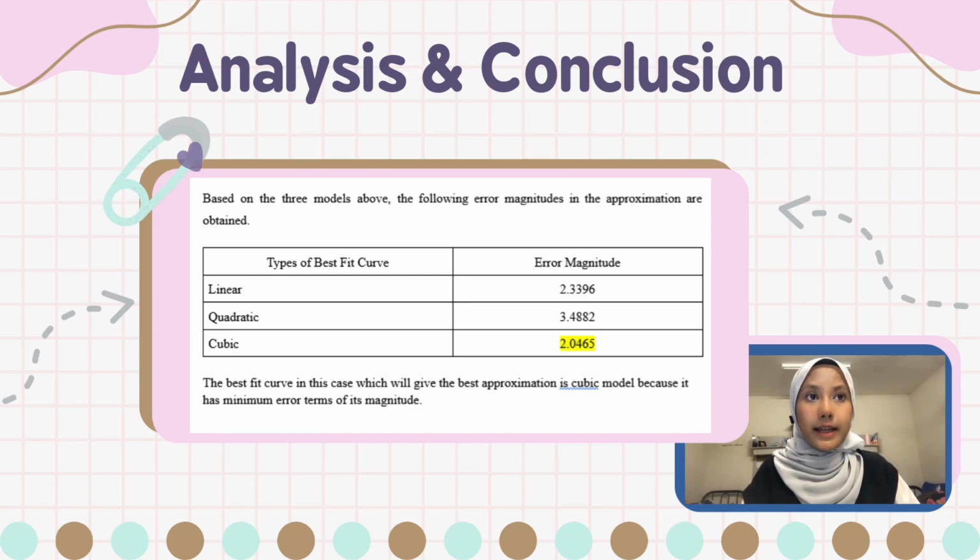And last, the error magnitude for cubic is 2.0465. The best fit curve in this case, which will give the best approximation, is the cubic model because it has the minimum error magnitude.